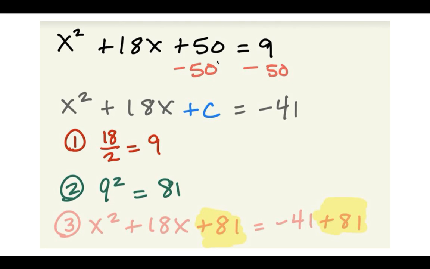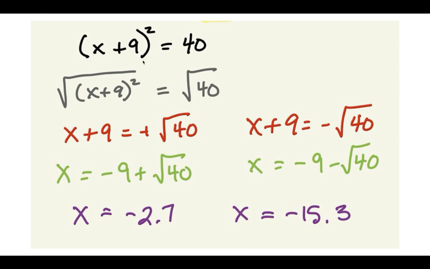Again, if I'm going to solve, I know 50 is not a perfect square, so I will move it to the other side so I can find C. Half of B squared, put that in for C. If I put it on the left, I have to include it on the right.